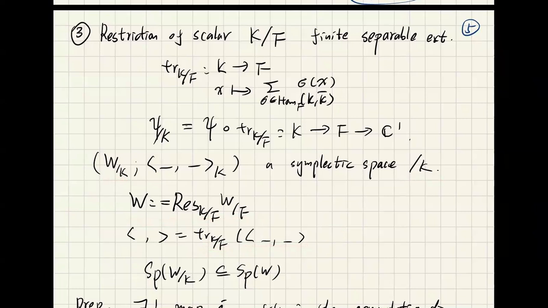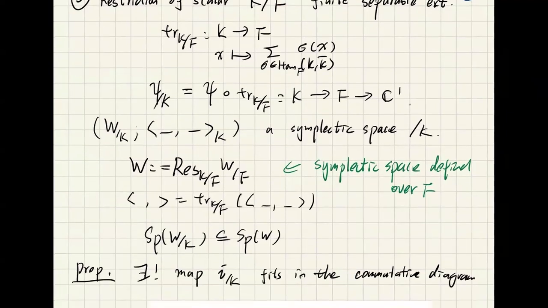So this is a symplectic space defined over F, which is a subfield. In particular, the symplectic group for W defined over K is a subgroup of the symplectic group of W viewed as a symplectic space over F. This is because if a linear transformation is K-linear, then it's obviously F-linear. And if it preserves the form, then it also preserves the form after taking the trace. Okay, so you have this inclusion.